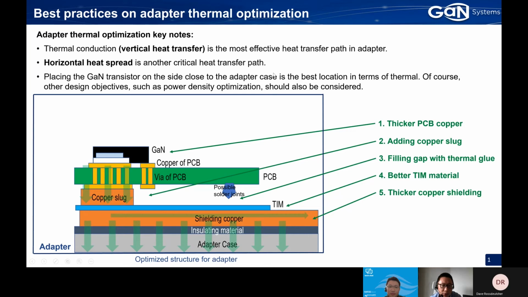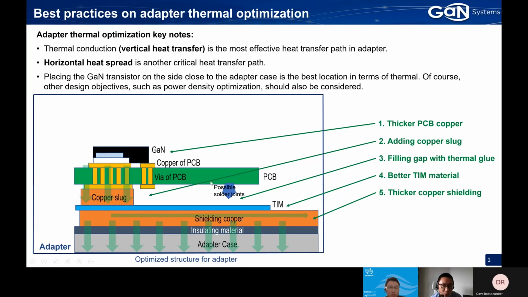And the rule number one is the thermal conduction is still the most effective heat transfer path in the adapter. Therefore, we want to have a very good vertical heat transfer with material that has high thermal conductivity, AKA the K value. And by saying so, we can see the figure below here is the ideal location for our GaN device in the adapter. It works best by placing the GaN on the side close to the adapter case. And this is the best spot for heat dissipation.